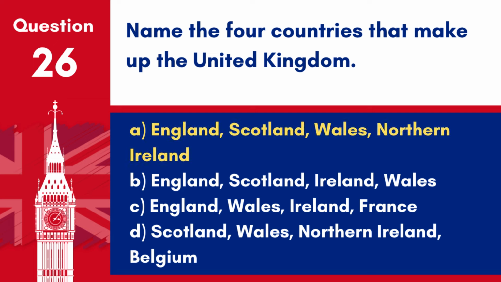Answer: A. England, Scotland, Wales, Northern Ireland. The United Kingdom is comprised of 4 countries: England, Scotland, Wales, and Northern Ireland.